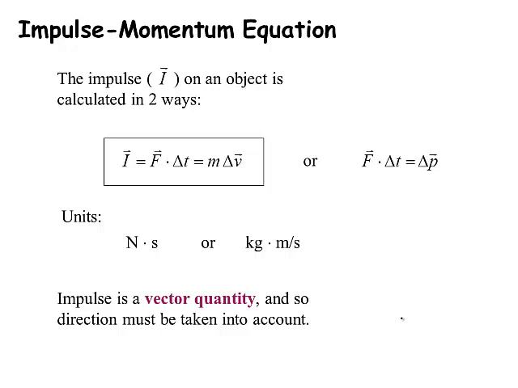The impulse momentum equation. The impulse, which is defined as an object's change in momentum, can be calculated in two ways. We can calculate it using F delta t or m delta v. Units are newton seconds or kilogram meters per second. Impulse, again, is a vector quantity, so always remember to take direction into account. There are not too many places where you can mess up multiplying masses and velocities together, but sometimes we forget to keep track of positives and negatives in opposite directions.